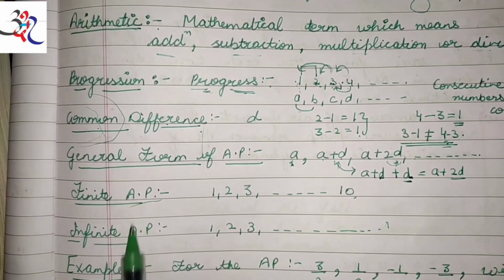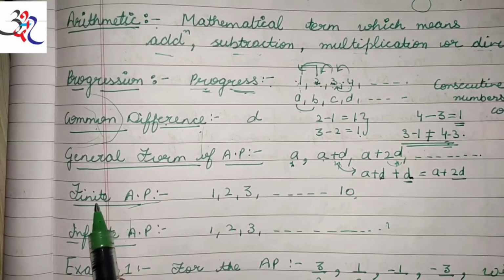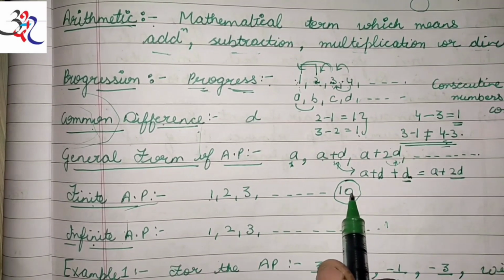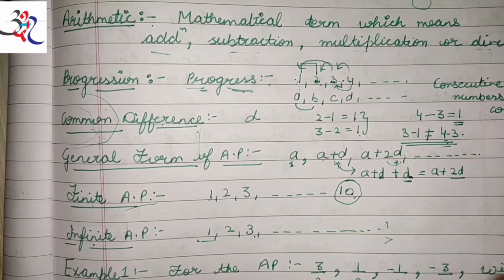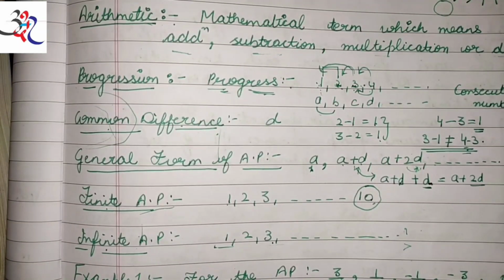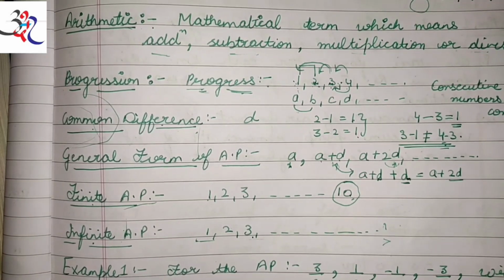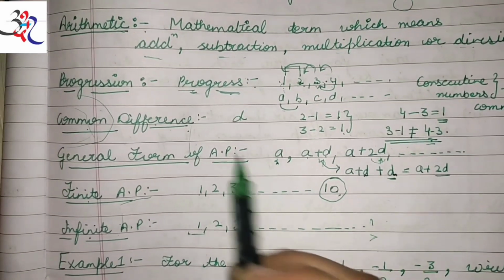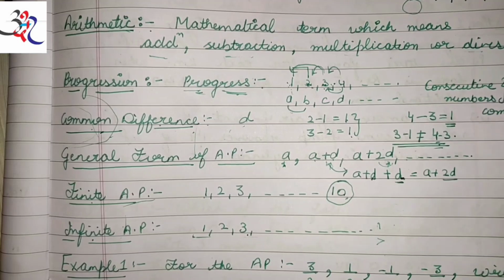Okay, so there are two types of AP. What are the types of AP? Finite and infinite AP. Finite AP means if I know the last term of the AP, then it will be called a finite AP. And infinite AP means I do not know the last term of my AP. Basically, you have to check and tell whether the given sequences are in AP or not. So how will you decide that the given terms are in AP or not? If the difference between the two consecutive terms is common, then that will be called an AP. Otherwise, the given progression is not in AP.